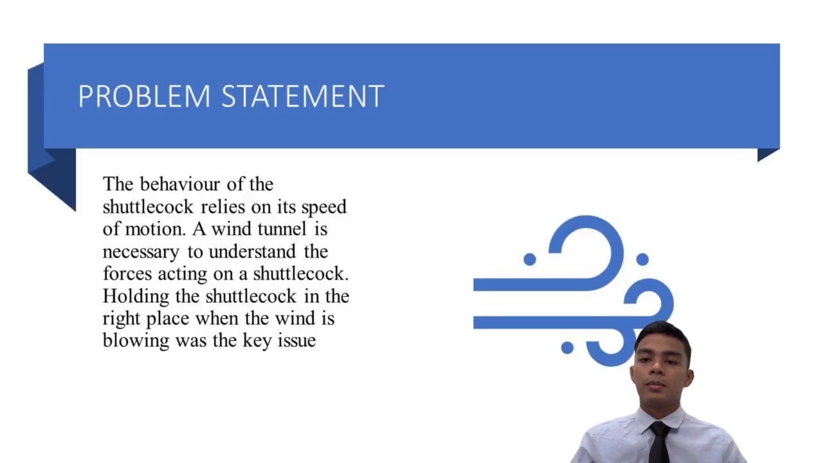For the problem statement, the behavior of the shuttlecock relies on its speed of motion. A wind tunnel is necessary to understand the forces acting on the shuttlecock. Holding the shuttlecock in the right place when the wind is blowing was the key issue.